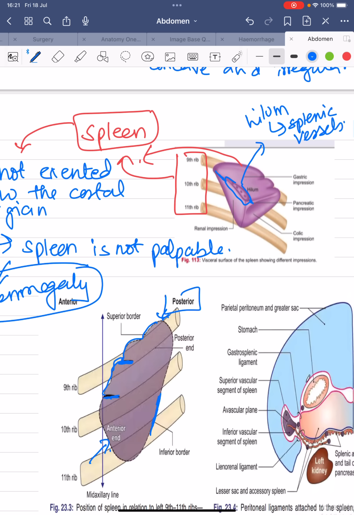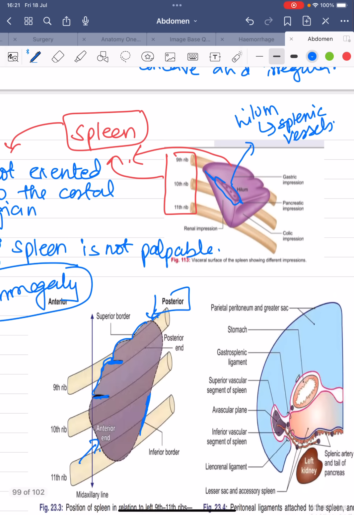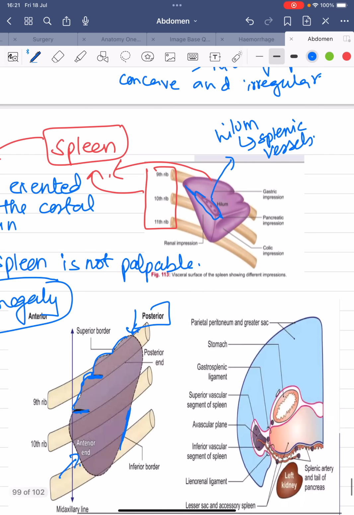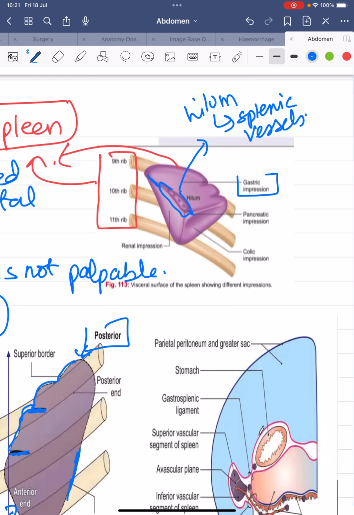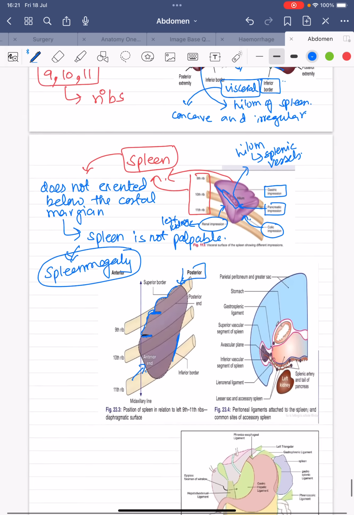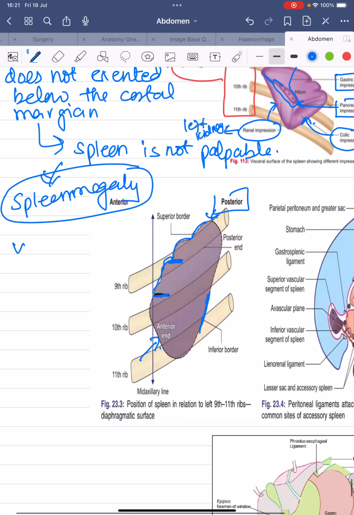Very important point, please remember that the spleen makes impressions here: the gastric impression, the pancreatic impression, the colic impression, and the renal impression from the left kidney. So on the visceral surface, four impressions are forming. On the visceral surface of the spleen, it is very, very important, you must remember 4 impressions.